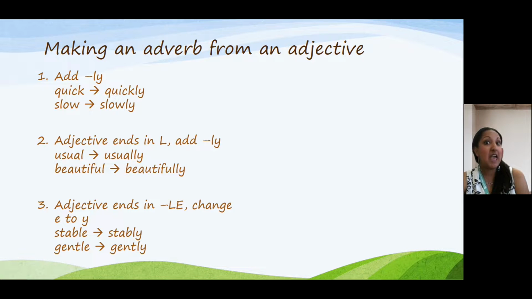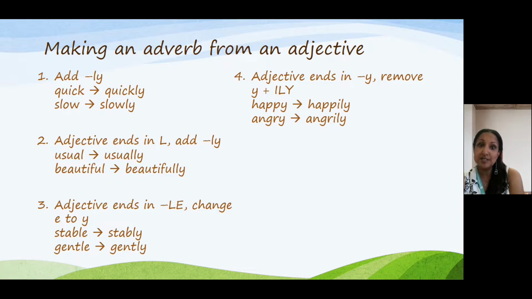If an adjective ends in le, this is where we change the e to a y. And so the adverb still ends in ly. For example, stable, stably. Gentle, gently. We take off the e and add y. If an adjective ends in y, we take off the y and add ily instead. For example, happy becomes happily, angry, angrily. So we're taking off that y and adding ily. If you prefer, you can think of it as adding il before the y.